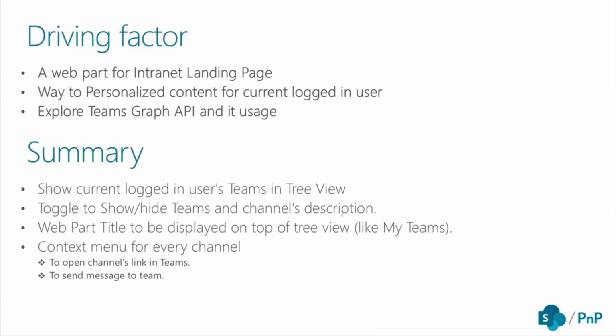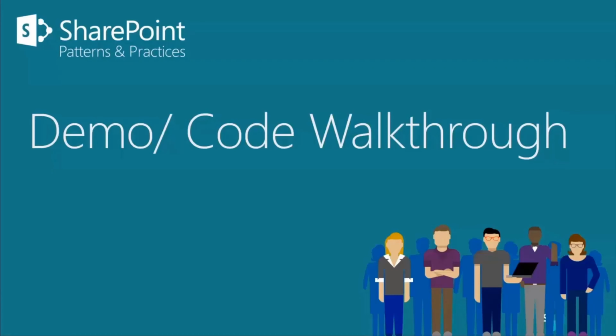On similar grounds, I thought of having a web part which can display the current logged in user's Microsoft Teams, right? The features of this web part are that the current logged in user's teams would be displayed in a tree view, and we would have the option to show or hide the teams' or channels' descriptions. Once the user expands the team, the channels would be displayed within the team, and it also allows us to send a message to that particular team's channel. Okay, so this was the driving factor and the features, and now moving on to the demo.